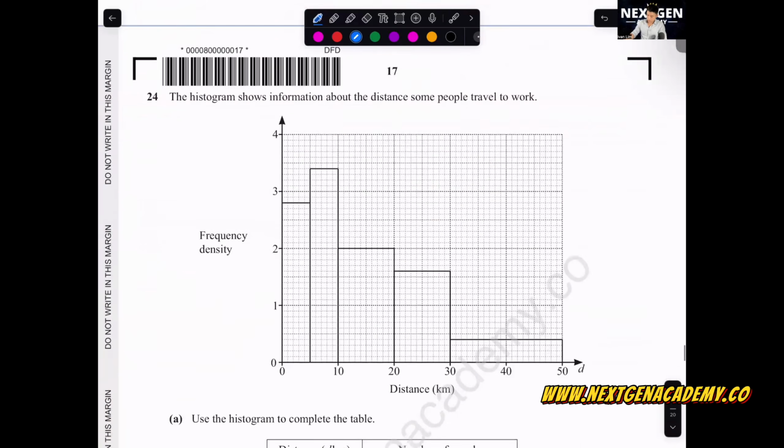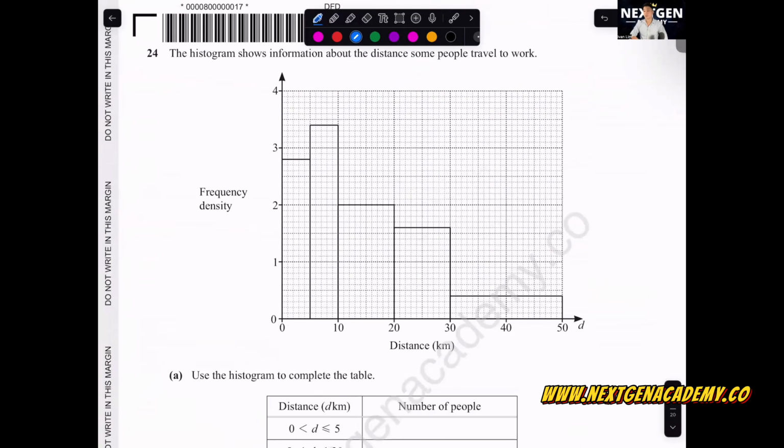Another statistics question. Histogram. Okay, whenever we see the word histogram, the first formula I want you all to write is FD equals to F over CW. Frequency density equals to frequency over class width. Frequency density is your y-axis, class width is your x-axis. I want you to remember this.